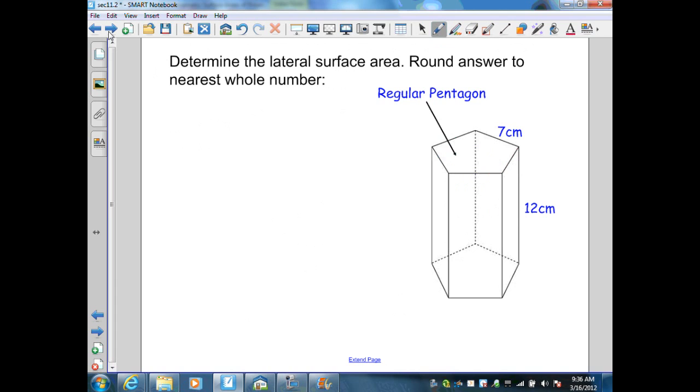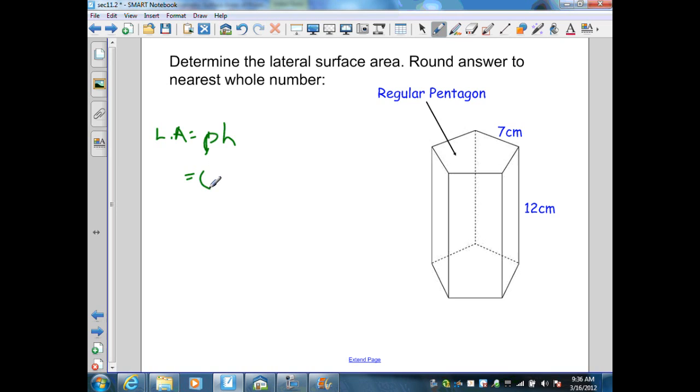On this example, they want me to determine just the lateral area and then round to the nearest whole number. Here I'm given a regular pentagon. This is a pentagonal prism. And remember, regular pentagon means that all segments of my pentagon are congruent. Therefore, that is 7, 7, 7, 7, and 7. My altitude and height is 12. Remember, lateral area equals perimeter of my base times the height.